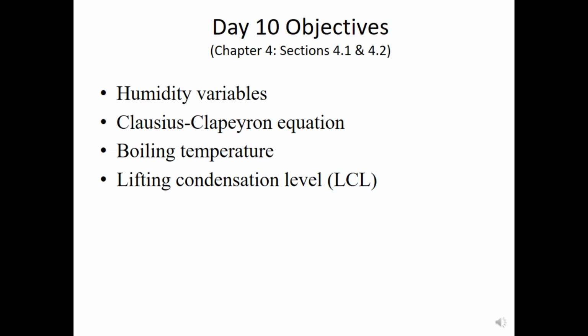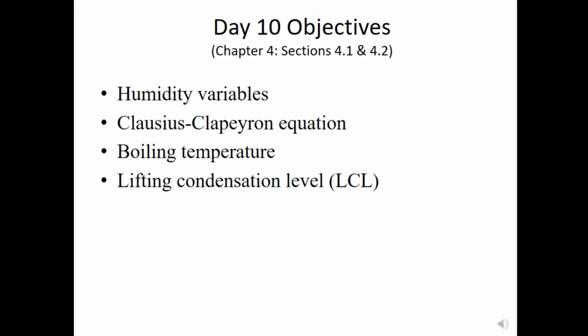Our objectives for today are being pulled from Chapter 4, Sections 4.1 and 4.2 from the Stull textbook. We will be defining our humidity variables. We will introduce the Clausius-Clapeyron equation, which describes the saturation vapor pressure as a function of temperature. We'll talk about what controls the boiling temperature of a fluid, and lastly we'll introduce the concept of the lifting condensation level, which is essentially a way to predict the elevation of cloud base in an air mass that is lifted.